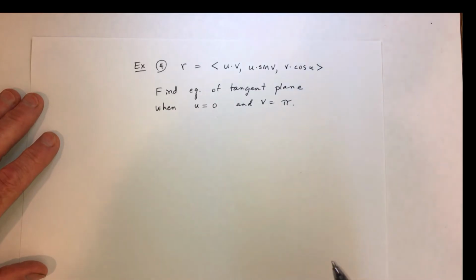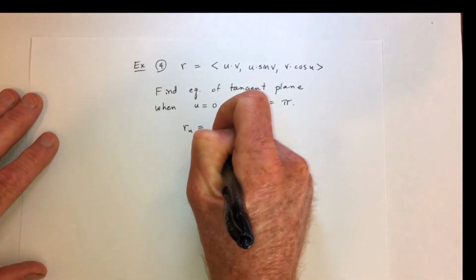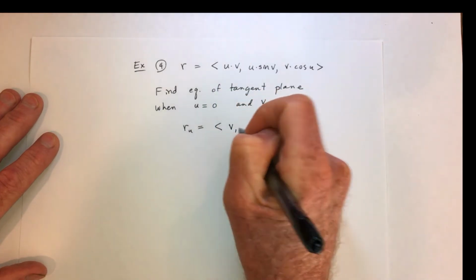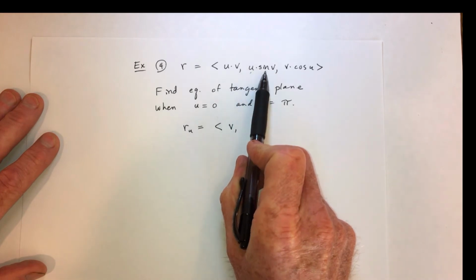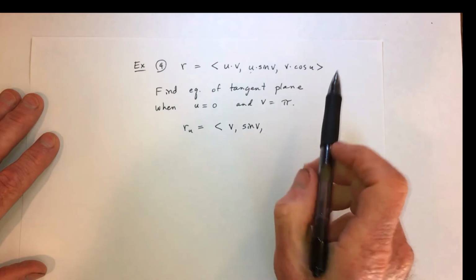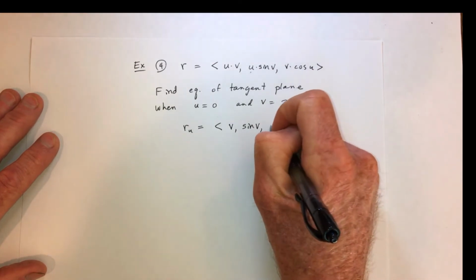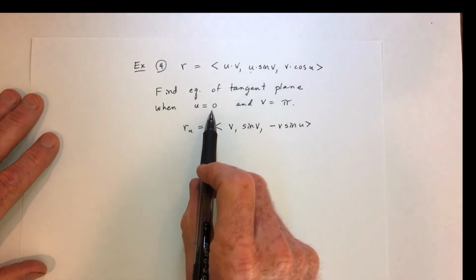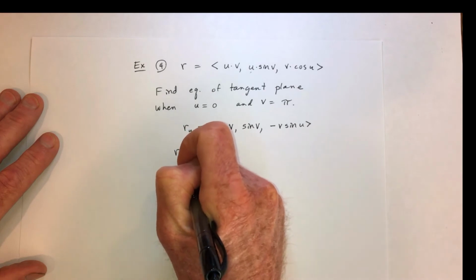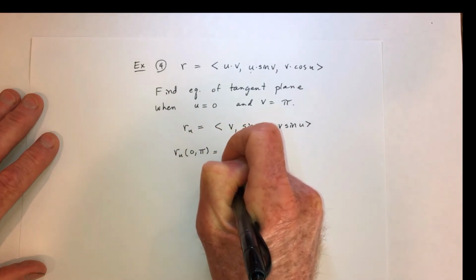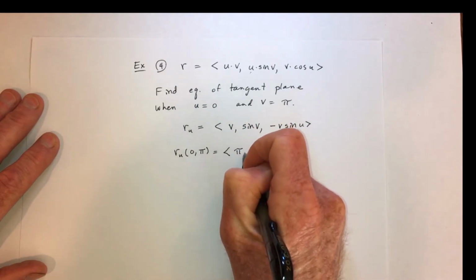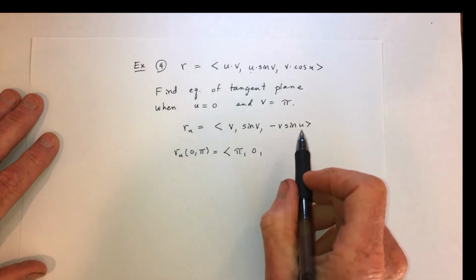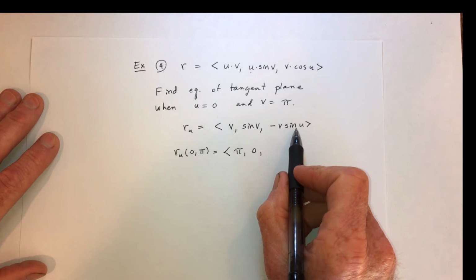So for one thing, we're going to need to know the derivatives. So we need the derivative with respect to u. Here v will be held constant. The derivative of u with respect to u is a 1, so the first component is going to be v. Then take the derivative of this u, which is 1, times sine of v. And then the derivative of cosine is negative sine, so it'll be negative v sine of u. And then we should plug in the 0 and pi. So the derivative with respect to u with 0 and pi substituted in is going to be, the v is the pi, so this is pi. This would be sine of pi, and sine of pi is 0. And then this one would be sine of 0, and sine of 0 is 0.